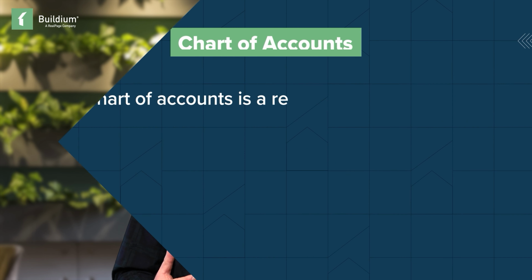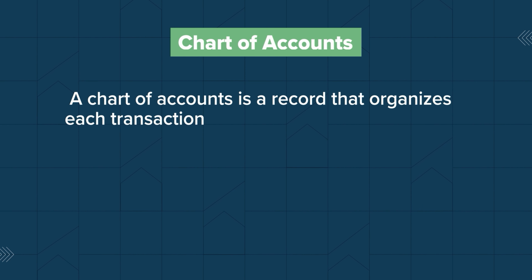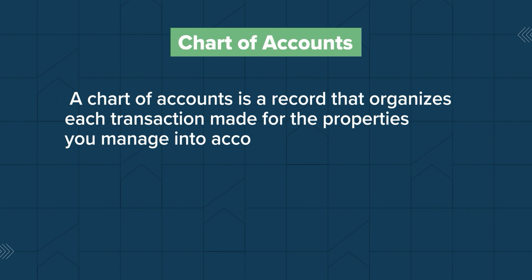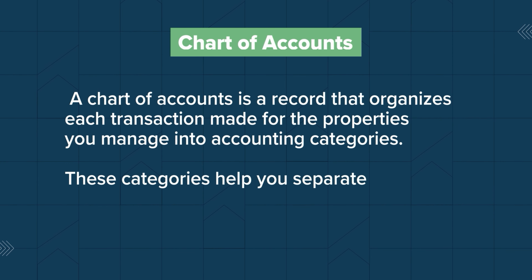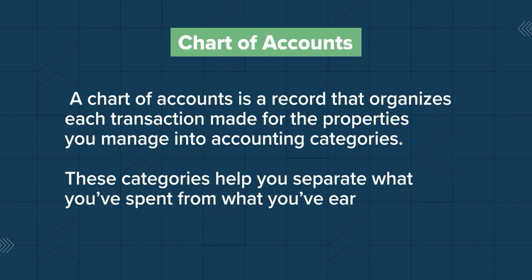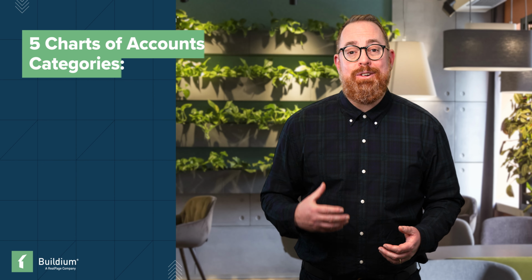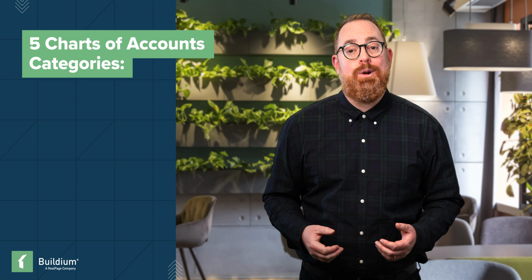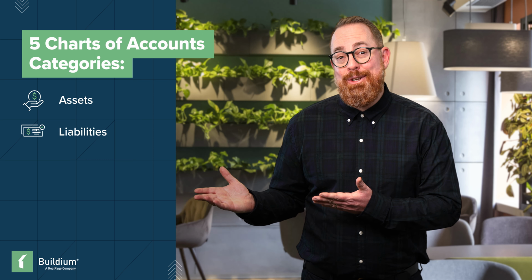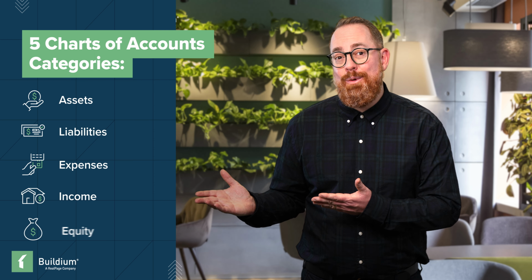A chart of accounts is a record that organizes each transaction made for the properties you manage into accounting categories. These categories help you separate what you spent from what you've earned and the cash you have on hand from your expenses. Transactions fall under one of 5 overarching categories: assets, liabilities, expenses, income, or equity.